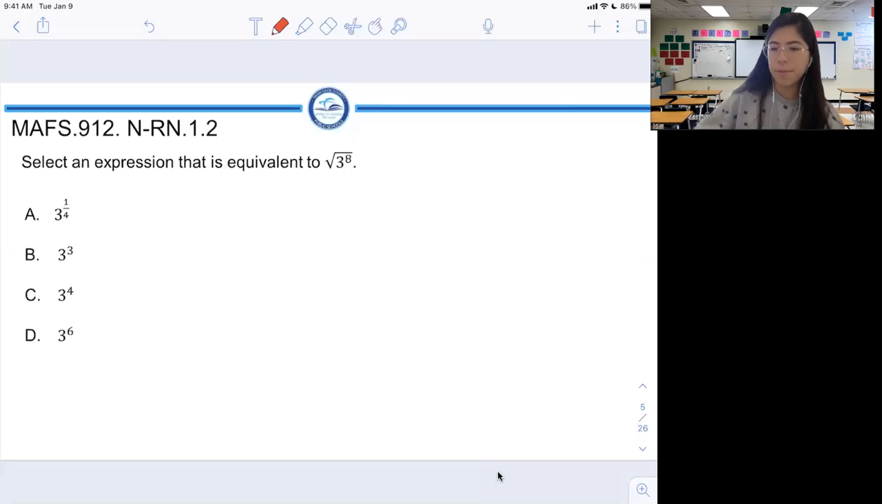Okay, now if anyone thinks they know the answer, what do we think? I think it's C, 3 to the power of 4. How did you get that from this? So I basically remembered that when there's no number on the radical, there's always an invisible 2. So if we do what you just taught us, B over A, it would be 8 over 2, which is equal to 4.